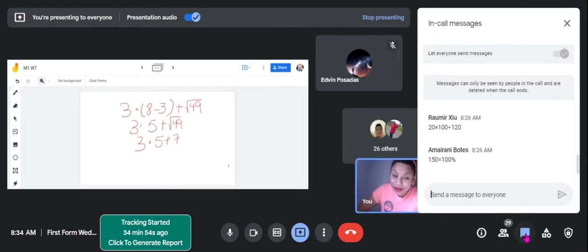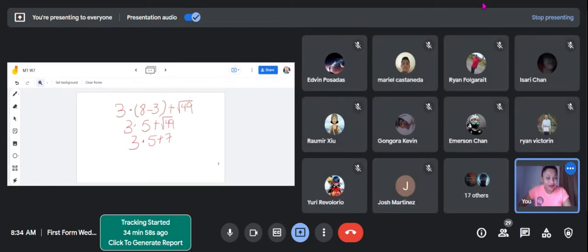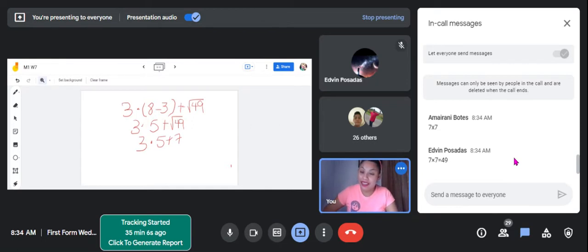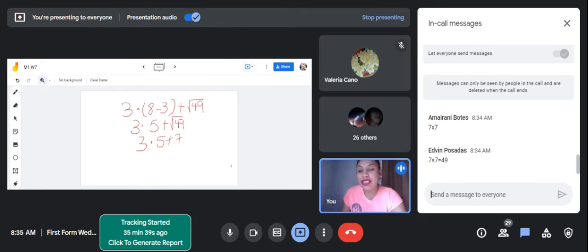Would you guys like me to explain why the answer is 7? Okay, very good. 7 times 7 gives us 49. So whenever they ask you for the square root of 49, they're asking, what number when I times it by itself gives me 49? So if I ask you, what is the square root of 25? What number times itself gives me 25? 5. What is the square root of 4? 2, because 2 times 2 gives me 4. What is the square root of 36? 6, because 6 times 6 gives me 36. All right? So we have that down.